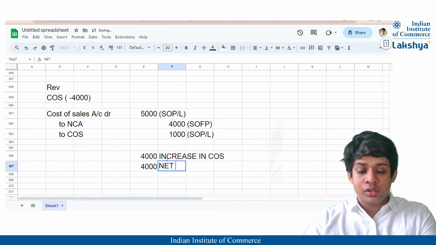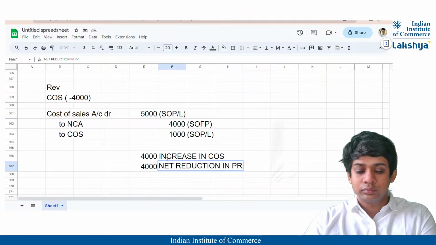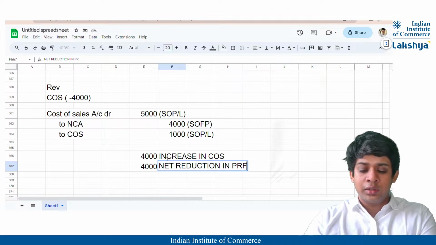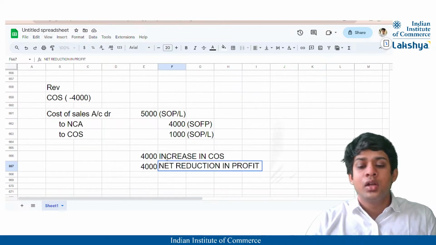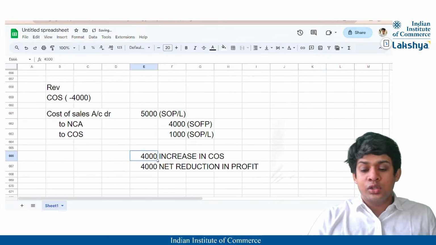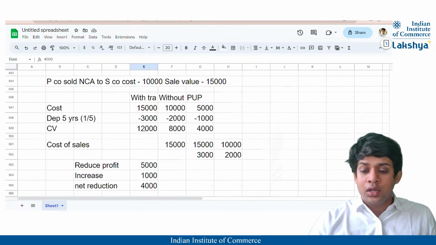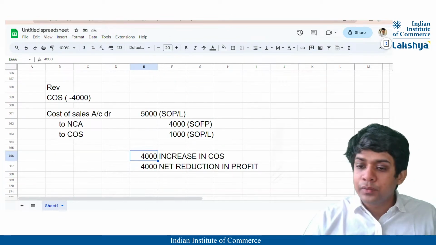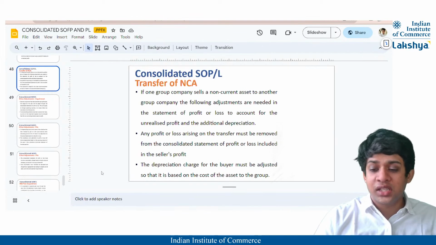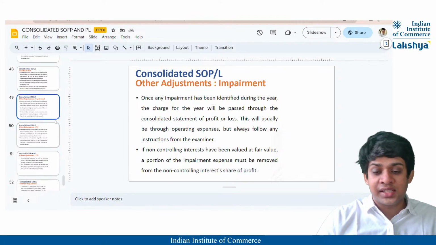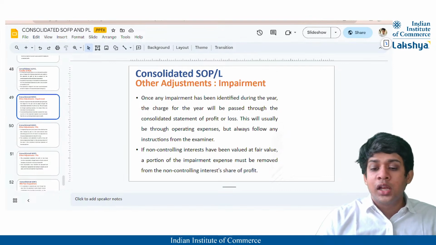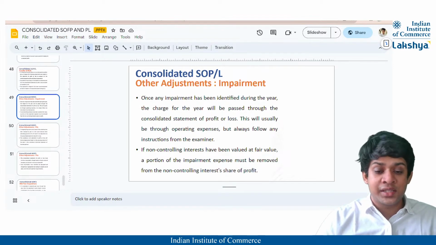Okay, or you can also say net reduction in profit, right? You can call it either, both of them, okay? But technically, you just have to simply add this 4,000 to the cost of sales, okay? And obviously, depending on the seller, it will be adjusted in the group retained earnings or NCI, whatever it is, okay? If in case we are preparing the consolidated statement of financial position, okay?